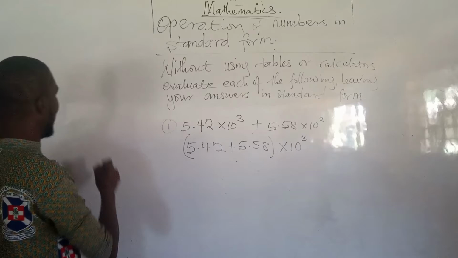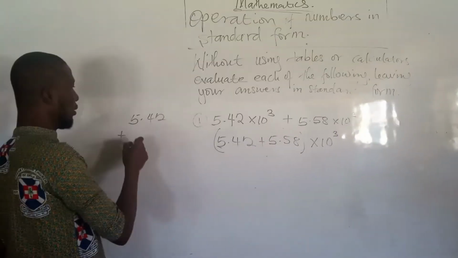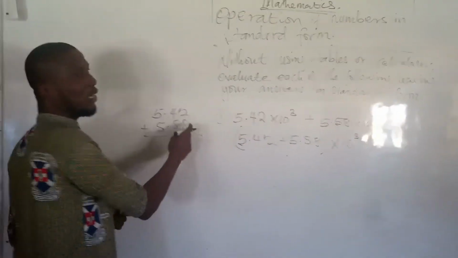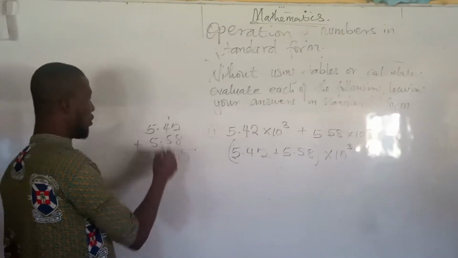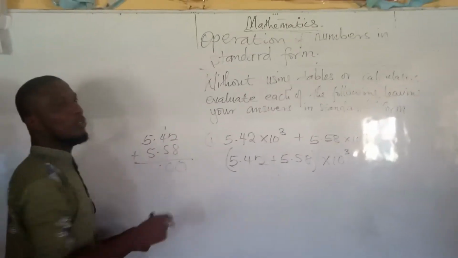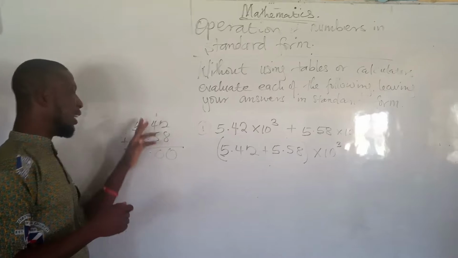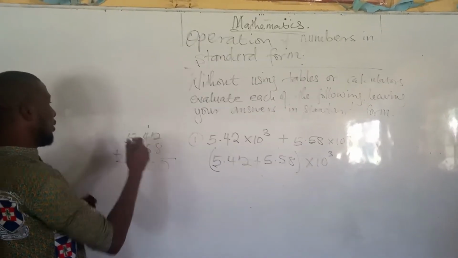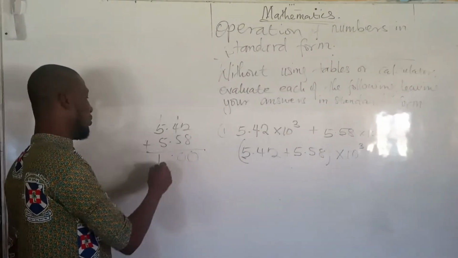So here is going to give us 5.42 plus 5.58. 2 plus 8, 10, we put our 0 here, carry 1. This will give us 10, so we put our 0 here. We bring our points. Remember, when you are adding, no matter how the numbers are written, make sure your points are in alignment. So we have 10, put 0, carry 1. And that 1 plus this 5 will give us 6 plus 5, 11.